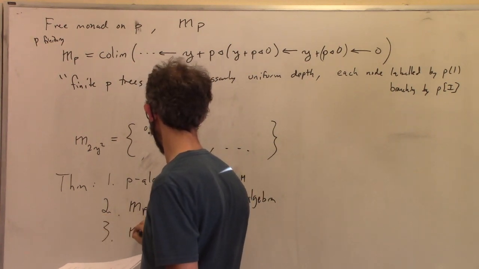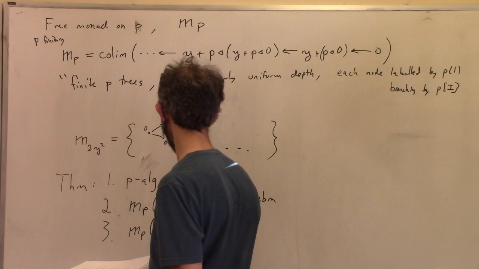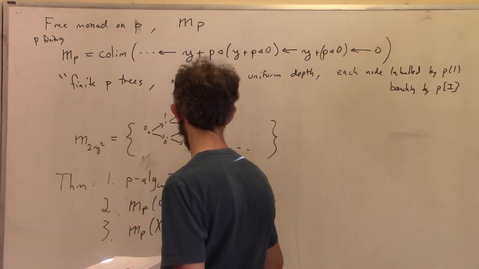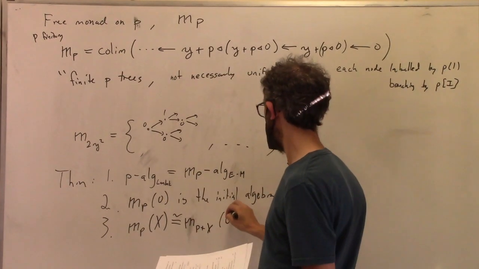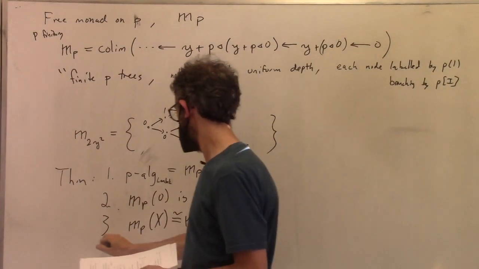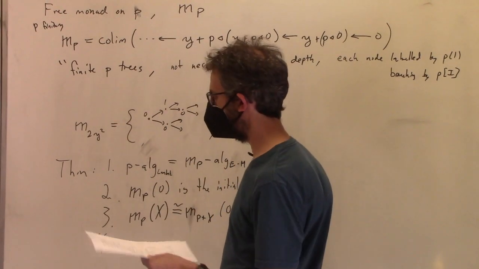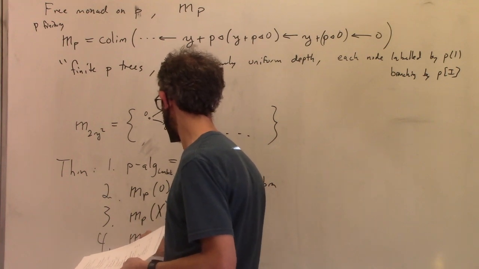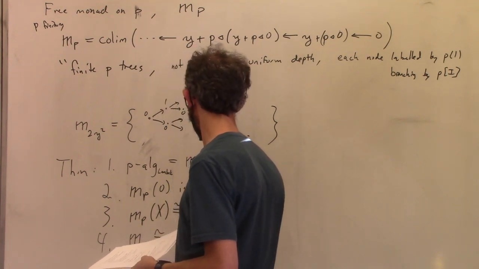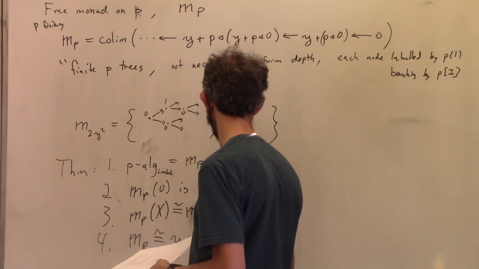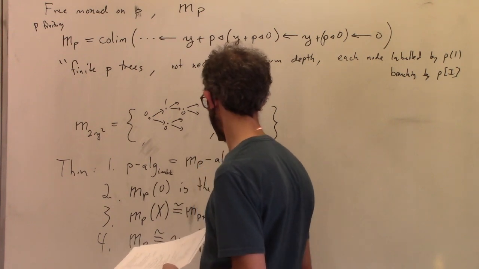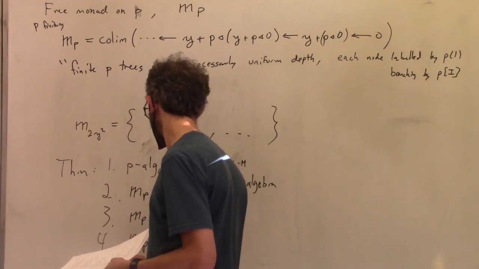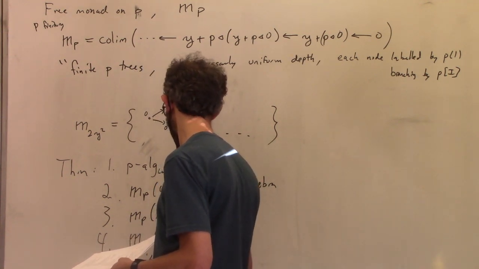Another interesting fact is that M_P of x for any set x is isomorphic to M_{P plus x} of 0. You can just put the x in the polynomial and apply it to 0. And that will come up later, except I don't know if we'll have time for the later to come up. M_P is isomorphic to y plus P composed with M_P. And M_P is a free monad.